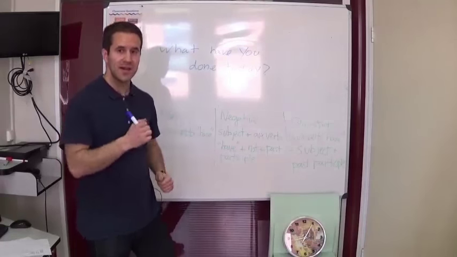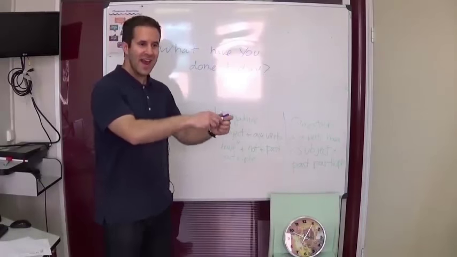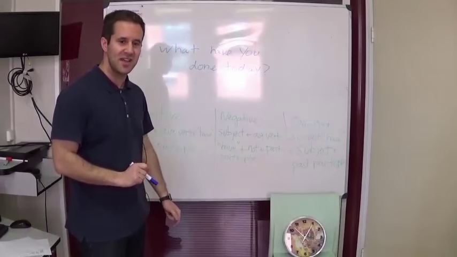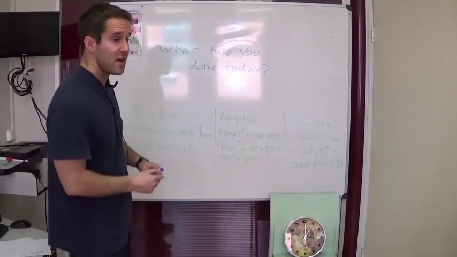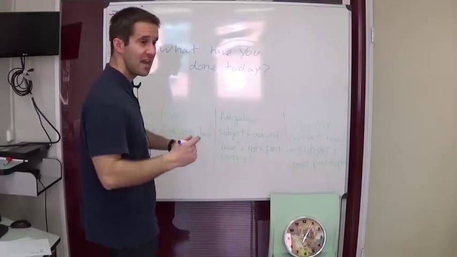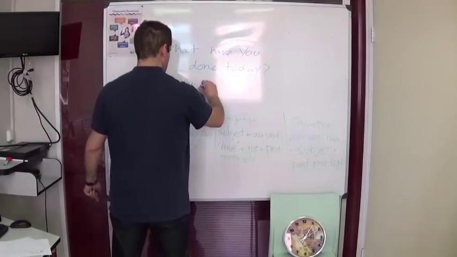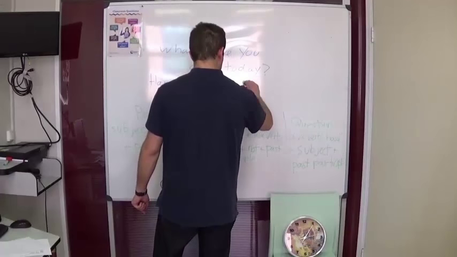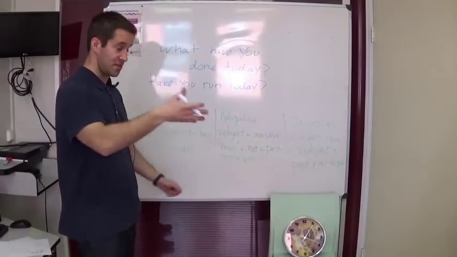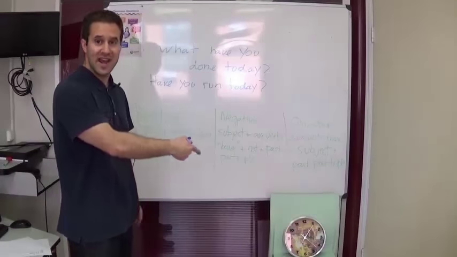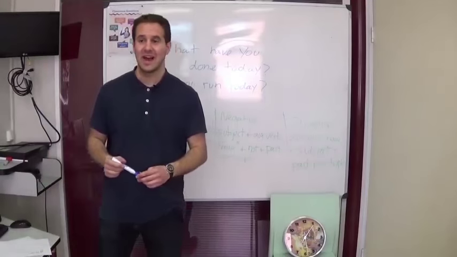Oh, okay, so he's going like this. He's going like this. What has he done today? What has he done today? Very good, very good. So student five has asked, have you run today? Have you run today? To which student three has answered, yes, I have. Okay? Very good. Well, so our time is up.